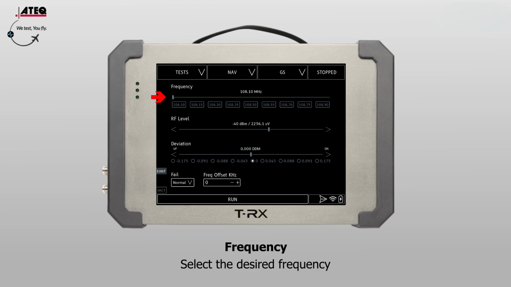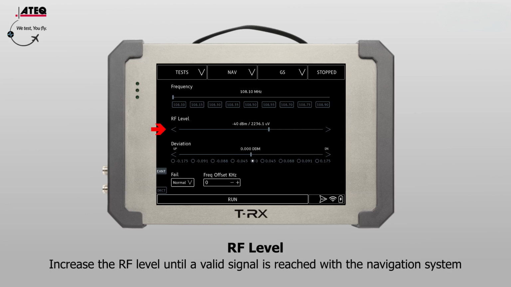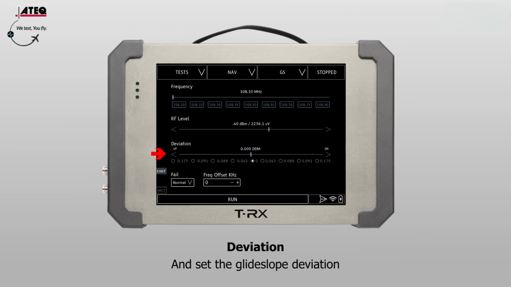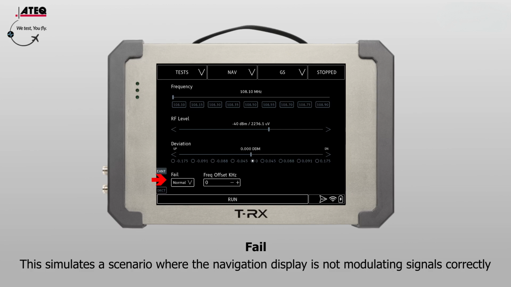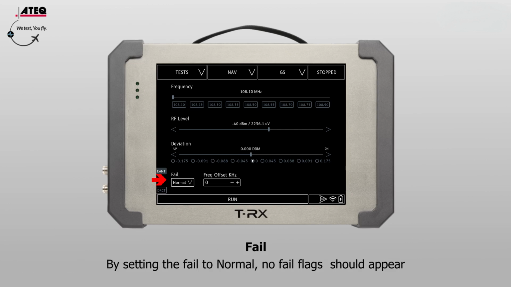Select the desired frequency. Increase the RF level until a valid signal is reached with the navigation system, and set the glide slope deviation. You can test the fail flags on the glide slope by selecting 90 Hz, 150 Hz, or both. This simulates a scenario where the navigation display is not modulating signals correctly. By setting the fail to normal, no fail flags should appear.